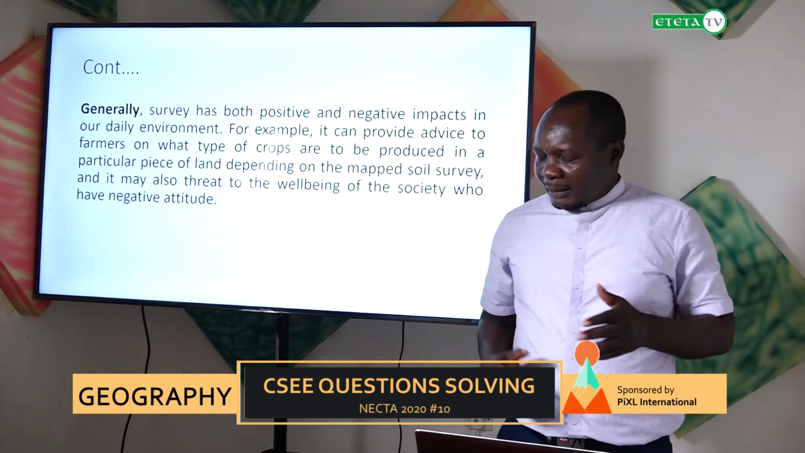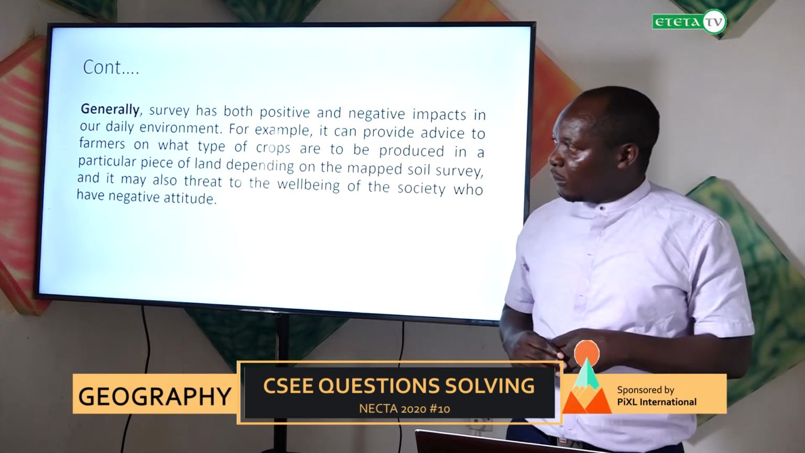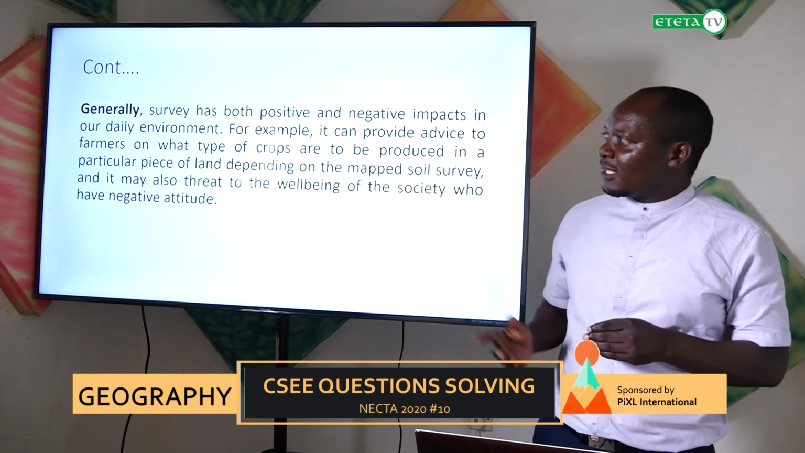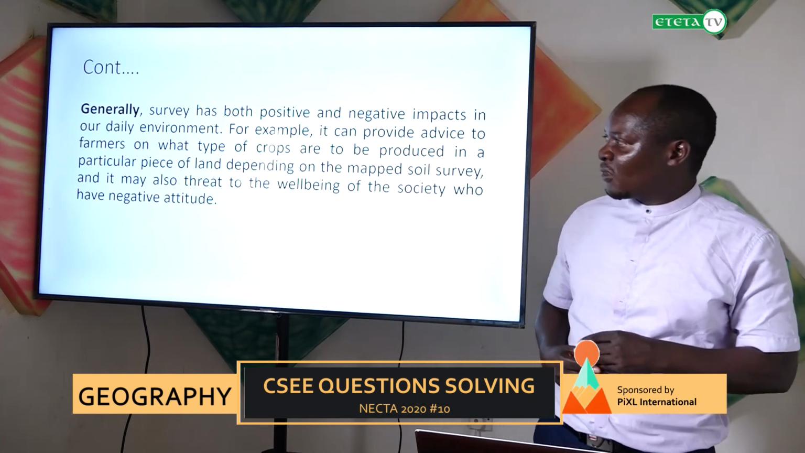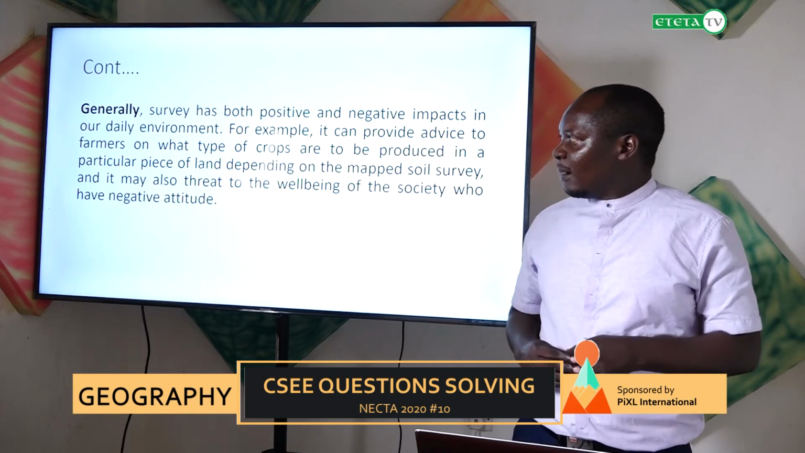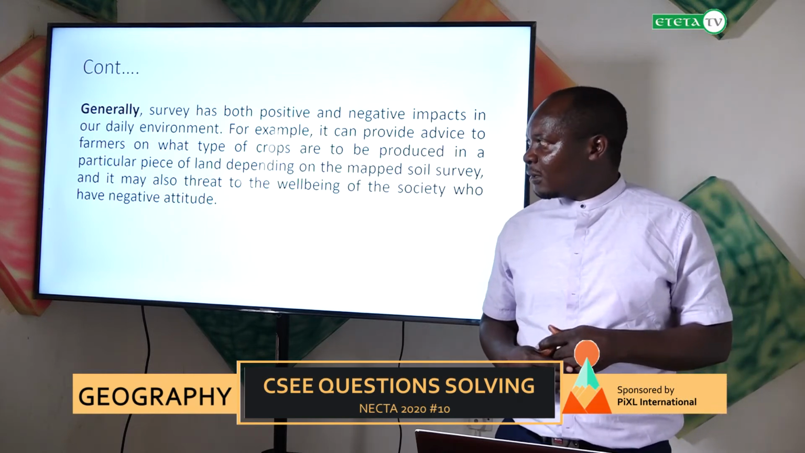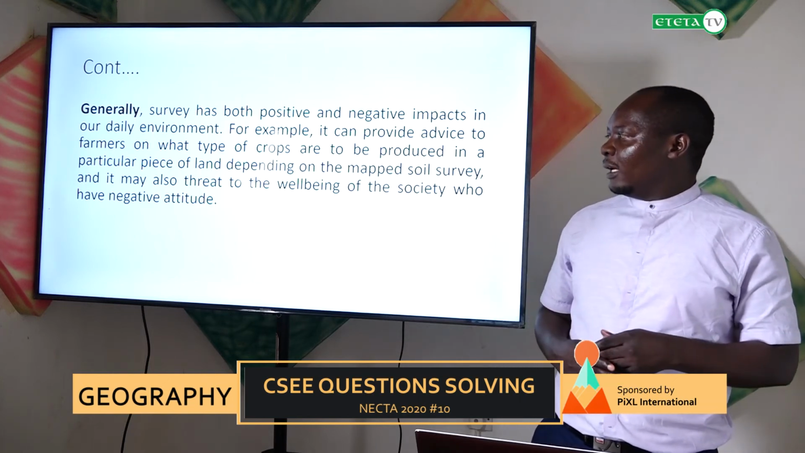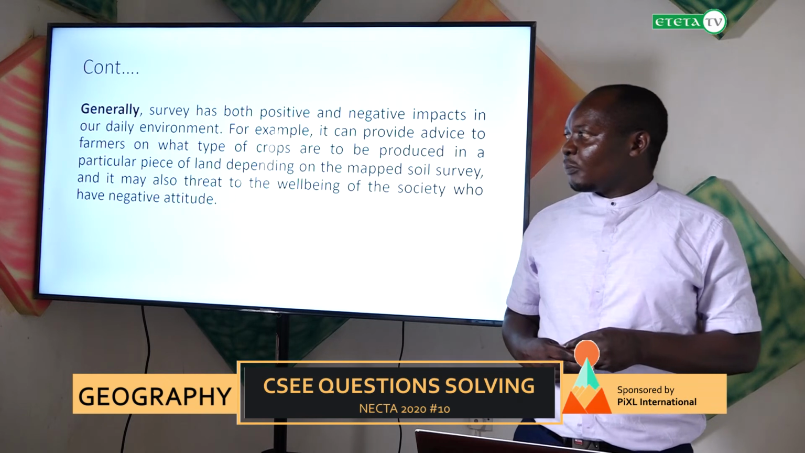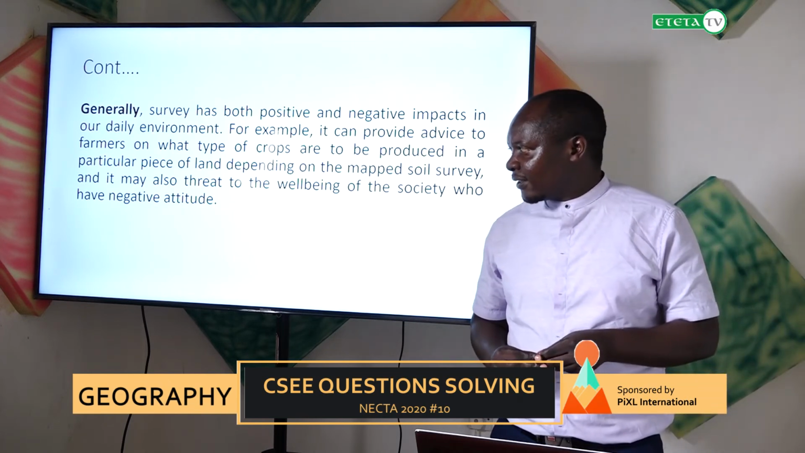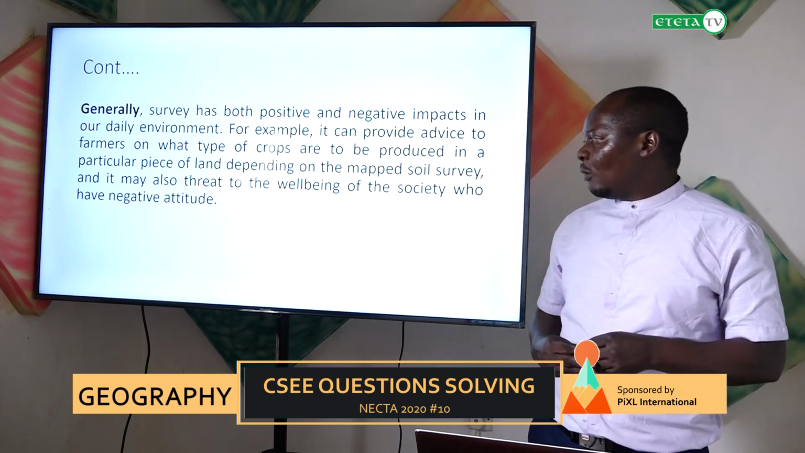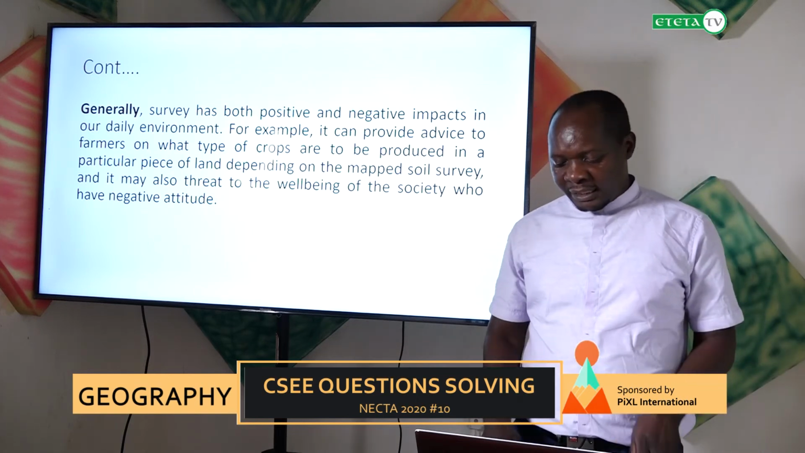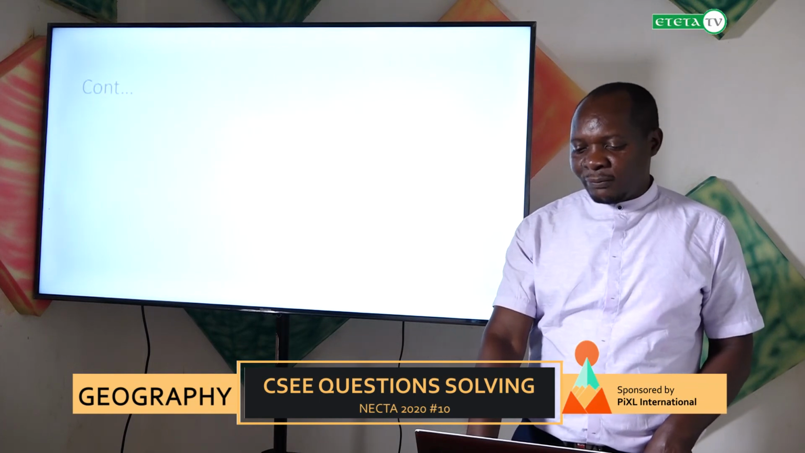And after that, the students should be able to give a concluding remark, and he or she may conclude by writing that, generally, the survey has both positive and negative impacts in our daily environment. For example, it can provide advice to farmers on what type of crop is to be produced in a particular piece of land, depending on the mapped soil survey. And it can also be a threat to the well-being of the society, who have a negative attitude about the surveying activities or about those surveyors.